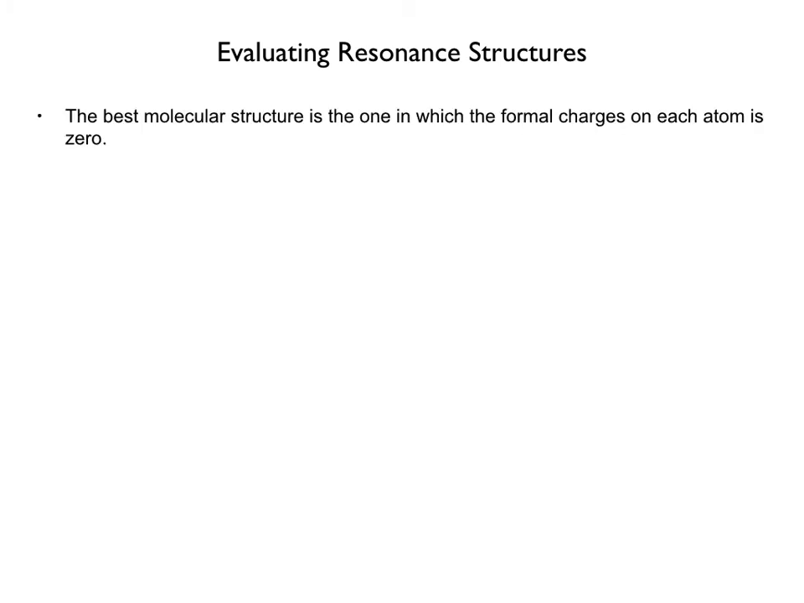We can also use formal charge to evaluate resonance structures. In order to do this, we need to go through a couple of rules. The first of which is that the best molecular structure is the one in which the formal charge on each atom is 0.